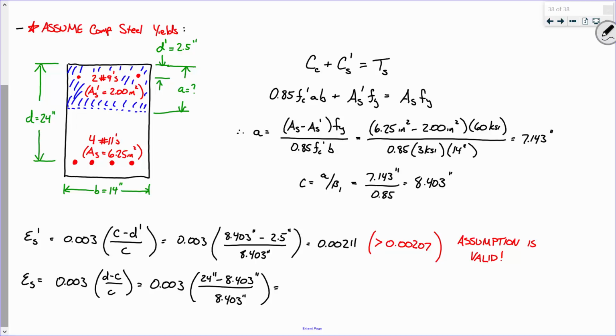All right, 0.00557. Do I have a second on that? So what does that mean? There we go. So I'm just going to put phi equals 0.9 just for our purposes. But yes, it does meet our ACI requirements. Okay. Everybody okay with this so far?